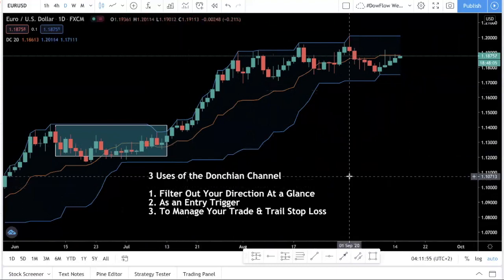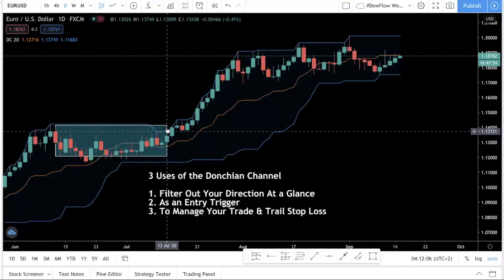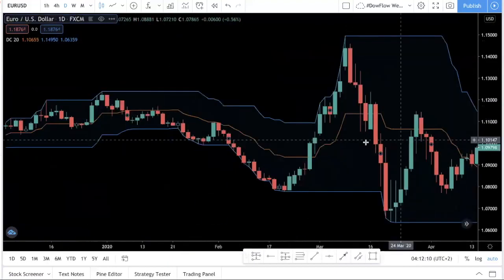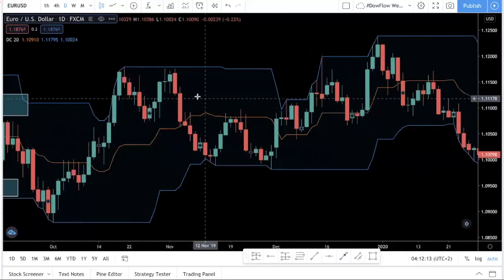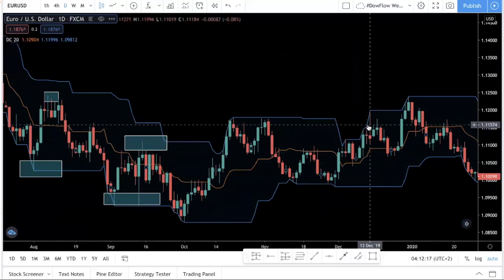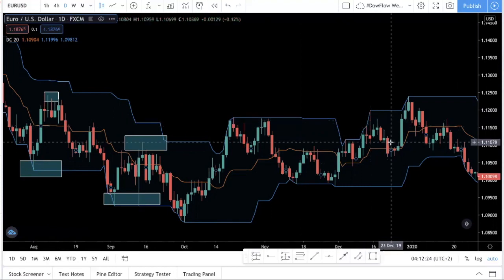Now, the second way to use the Donchian channel is as an entry trigger. Before I go into details, it's very important to mention that please do not just trade off the Donchian channel. What do I mean? Let's say you see this scenario and you say, oh, price made a higher high than the 20-day high, and you just buy blindly. Please do not do that. Indicators are not meant to be used this way.